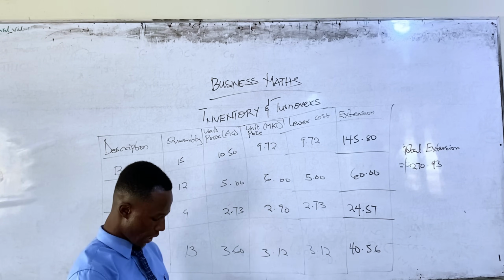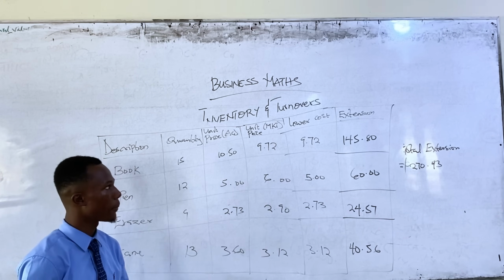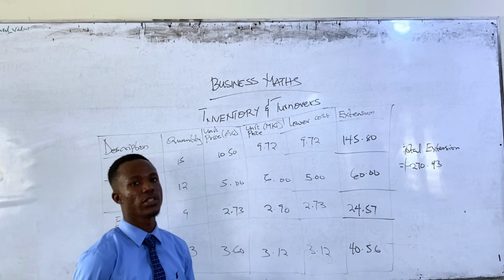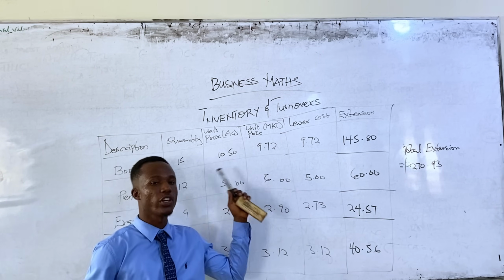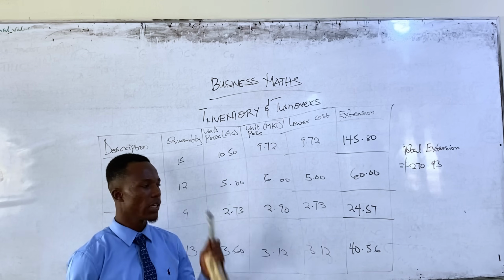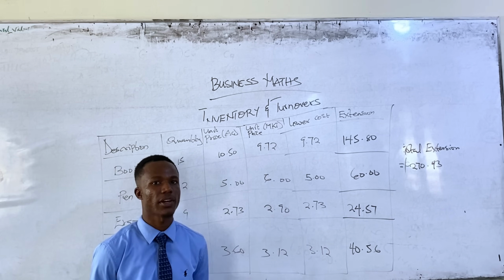Okay. So this is how to calculate for all the methods of what? Inventory. Now that you are done with inventory, the topic says inventory and what? Turnovers. So see you in the next video. We are going to tackle what? Turnovers.